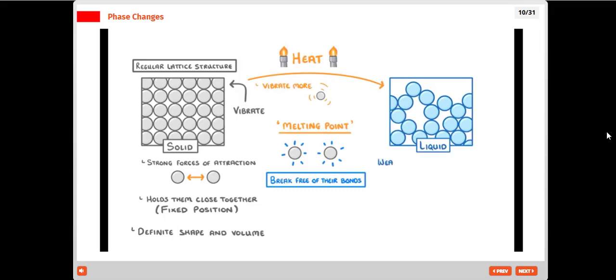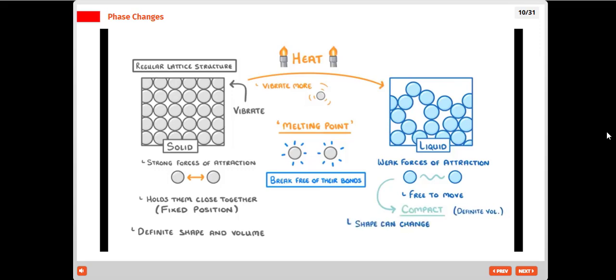In liquids, there are only weak forces of attraction between the particles, so they're free to move around and are arranged pretty randomly. However, the weak forces of attraction do mean that the particles tend to stick together and are fairly compact. This means that liquids have a definite volume, even though their overall shape can change, and so flow to fit a container.